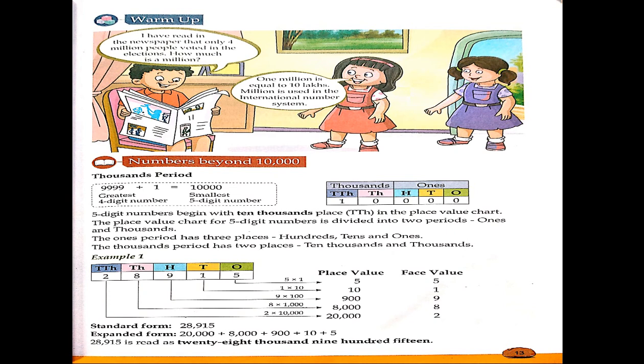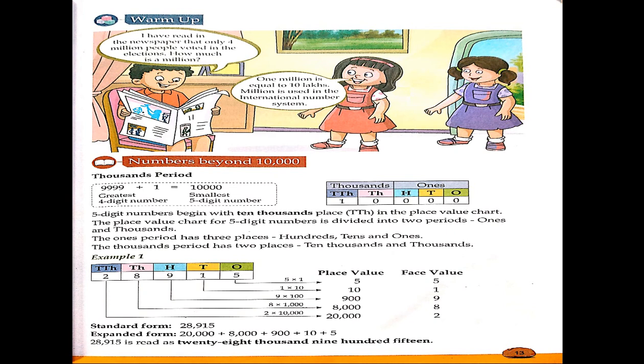So before that we have to learn the smallest 4 digit number, smallest 5 digit number, smallest 6 digit number. Then we have to learn about the greatest 4 digit number, greatest 5 digit number, greatest 6 digit number, and more, which we are going to learn in this class. Before that we have to know that thousands is divided into two parts, that is 10,000 and 1000, and ones is divided into three parts, that is 100, tens and ones.